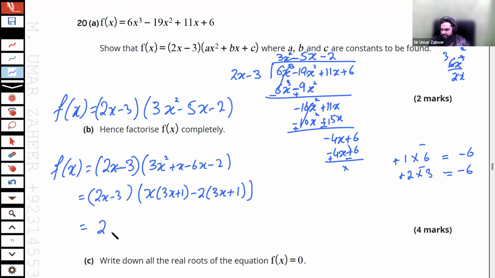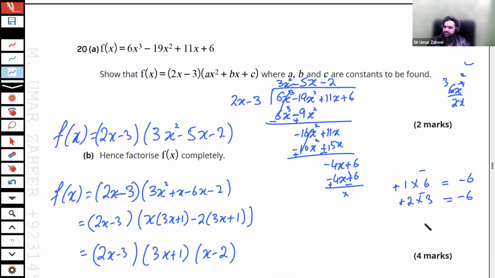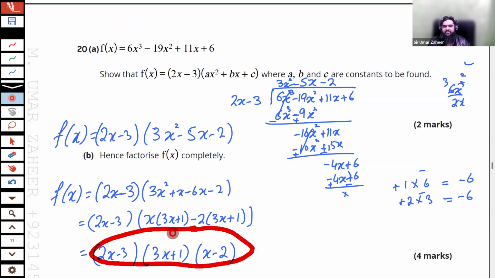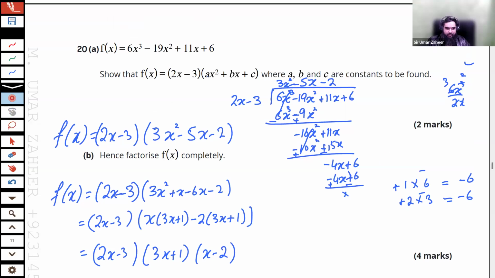So the final answer is 2x minus 3, and in these two terms 3x plus 1 is common and x minus 2 is inside the bracket. Look here, this is the given polynomial, and we factorized it step by step. Now it is completely factorized, we cannot factorize more.